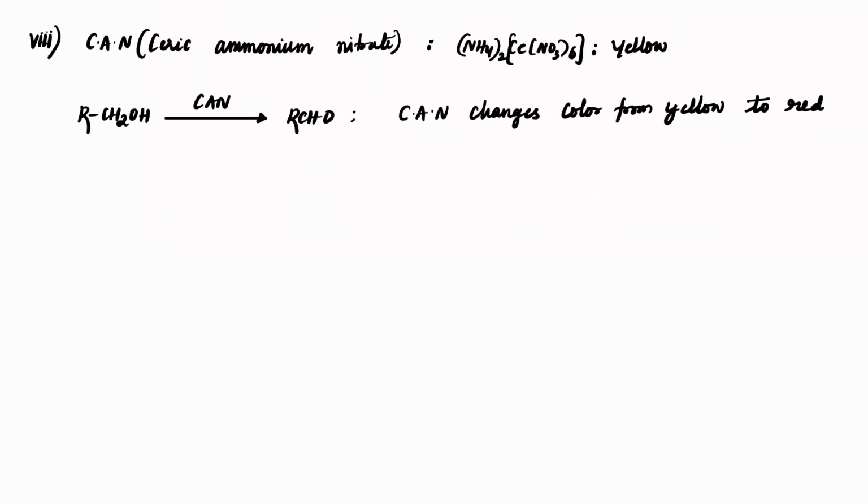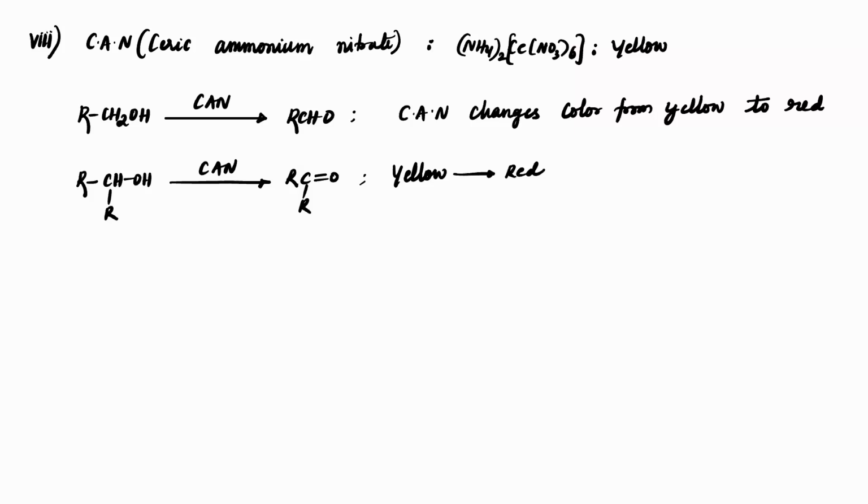The same thing will happen even with the 2-degree alcohols, RCHROH, with the CAN test here. It will become an aldehyde, sorry, a ketone. So this will become R, double bond O, a keto will form. Again, the color change will be yellow to red.